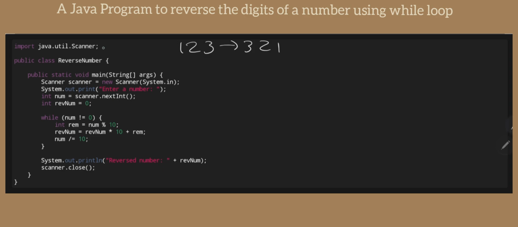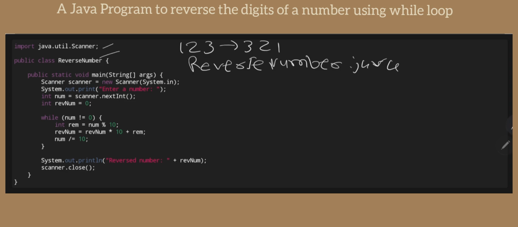Okay, so first of all we have to discuss this line, import java.util.Scanner. Util is a utility package and Scanner is an inbuilt class which is used to accept data from the user. Now public class ReverseNumber. ReverseNumber is a class name, so our program name is ReverseNumber.java. ReverseNumber is the program name and .java is the extension, which means this program is developed in the Java programming language.